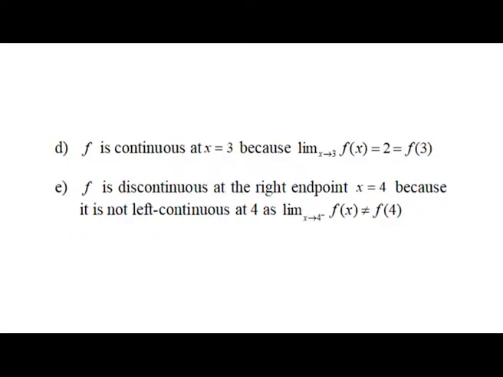F is continuous at x equal to 3 because the limit of f of x as x approaches 3 equals 2, which equals f of 3. F is discontinuous at the right endpoint x equal to 4 because it is not left continuous at 4, as the limit of f of x as x approaches 4 from the left is not equal to f of 4.